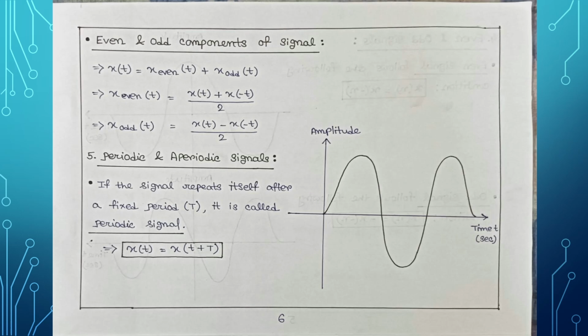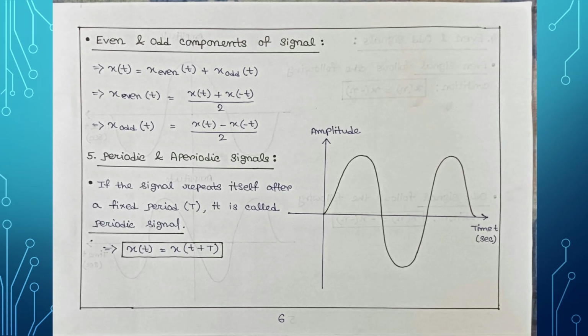Then even and odd components of signals. If we have one component x of t, then it will become the summation of x even t plus x odd t. Here x even t equals x of t plus x of minus t divided by 2, and x odd t equals x of t minus x of minus t divided by 2.